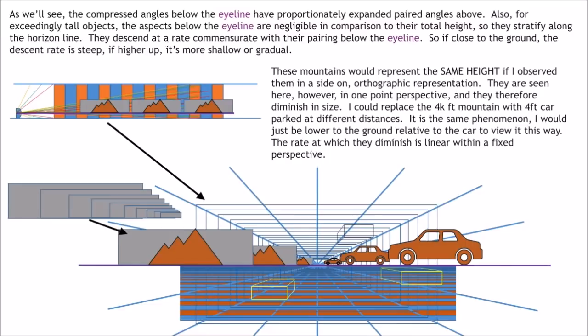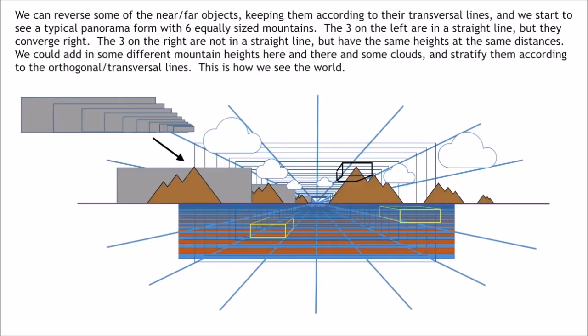The rate at which they diminish is linear within a fixed perspective. In other words, double the distance, half the size, triple the distance, 1/3 the size, and so forth. We can reverse some of the near and far objects, keeping them according to their transversal lines, and we start to see a typical panorama form with 6 equally sized mountains. The 3 on the left are in a straight line, but they are converging right. The 3 on the right are not in a straight line, but have the same heights at the same distances as the ones on the left.